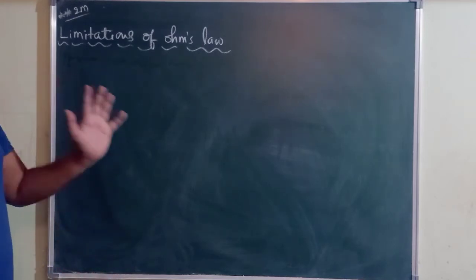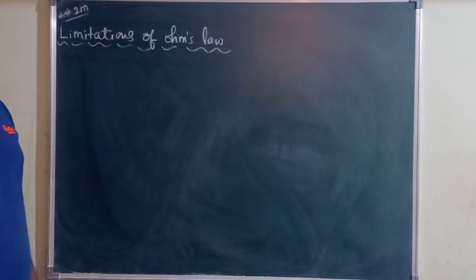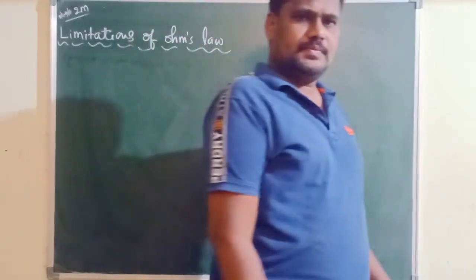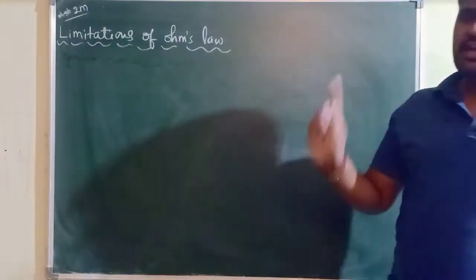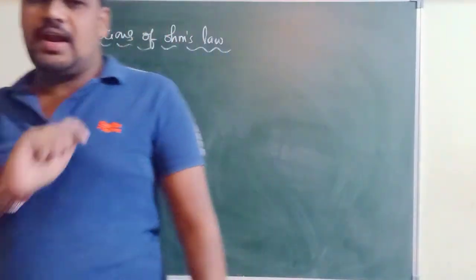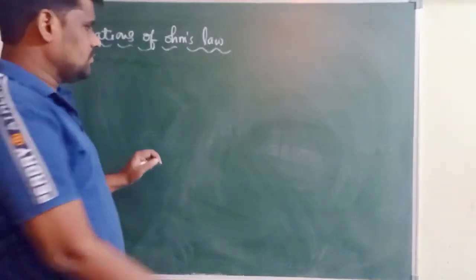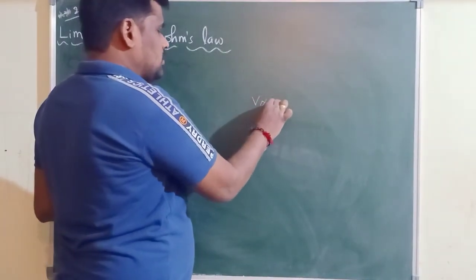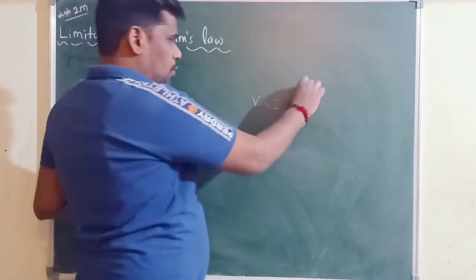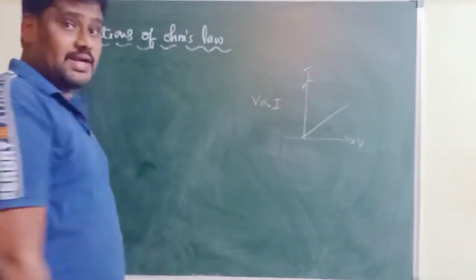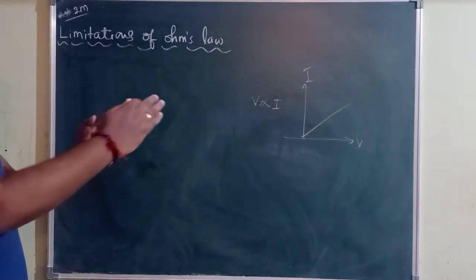Wherever current is flowing through a conductor, that current should be proportional to the potential difference. If there exists a linear relation between voltage and current, then only we can say that Ohm's law is applicable. What is the meaning of linear relation? V should be directly proportional to I. And if we plot a graph of V versus I, that graph should be linear, a straight line, for any device you consider.